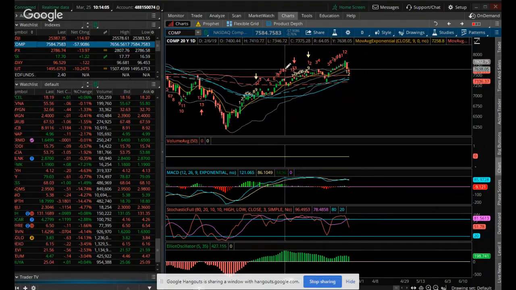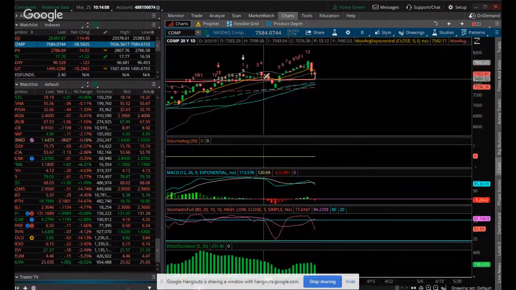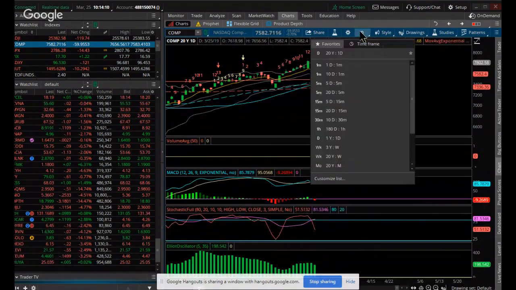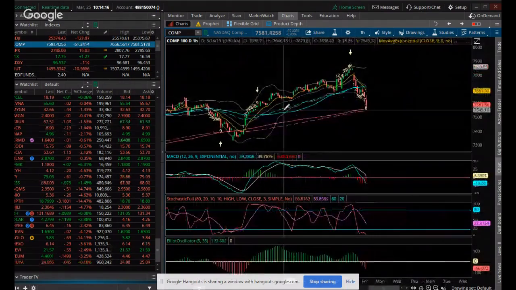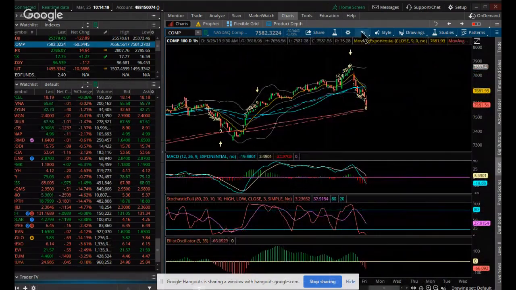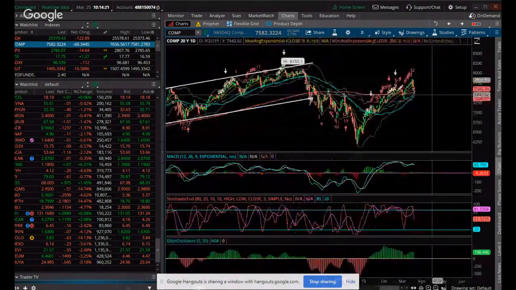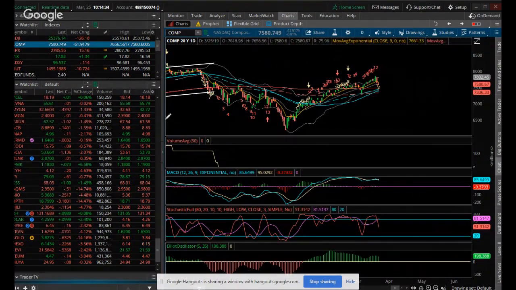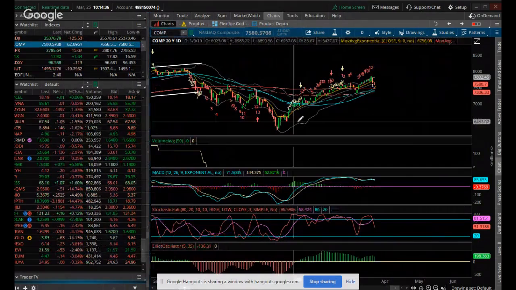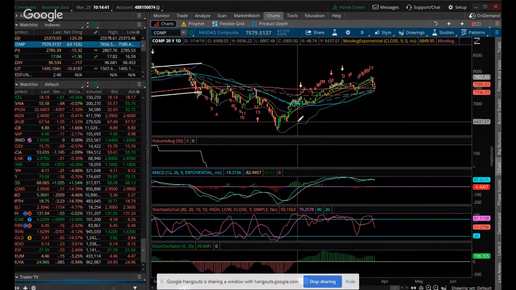So we're looking for some support on the daily, the 200-day moving average.